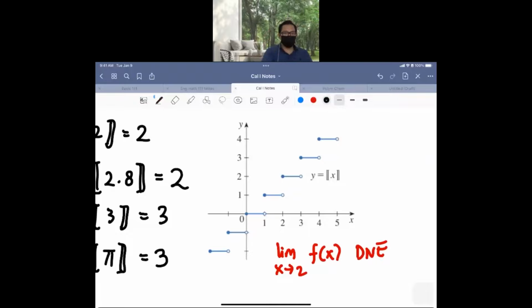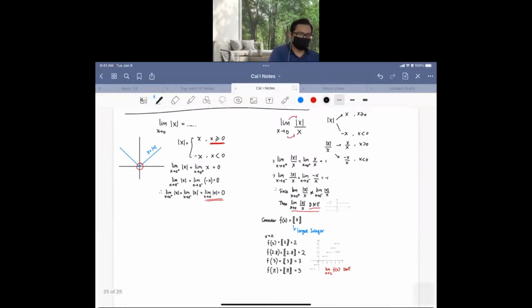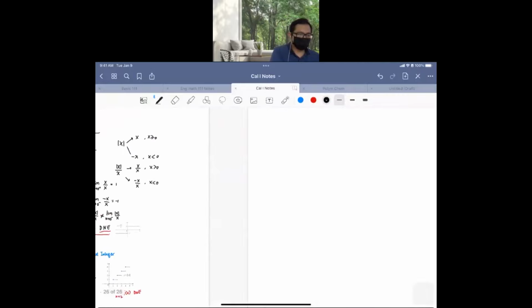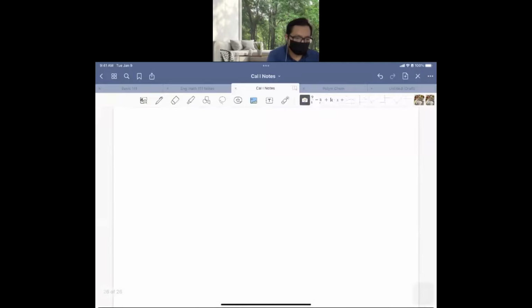Now the next thing, my plan is to give you the squeeze theorem. Now let me move to the next page.